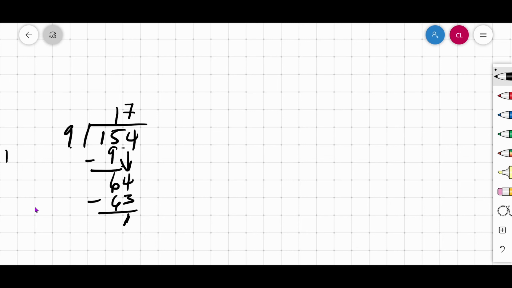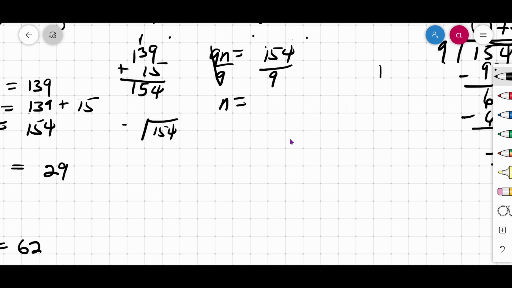Then 9 into 1 can't work, so we'll add a decimal point and add 0 to continue, and 9 into 10 would go one time, and 9 from this would leave 1. Add a 0 to continue again, and I'm going to get 1 times 9, 9, and we'll continue like that. So this would be 17.11. So our answer here is 17.11.